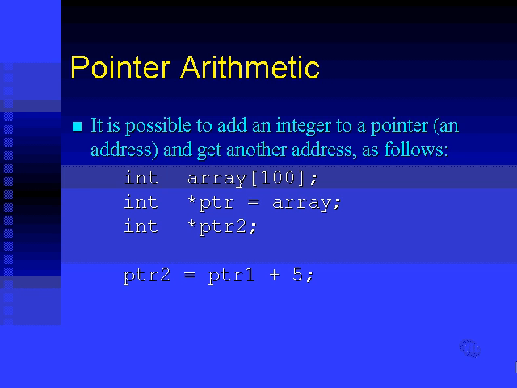Let's say you've got an array called array, and it's got 100 elements in it, and then you've got a pointer and you set it to point to the beginning of that array, and then you've got a second pointer. It is possible to do the following. You can say pointer 2 equals pointer 1 plus 5. That's the arithmetic part. So let's think about that.